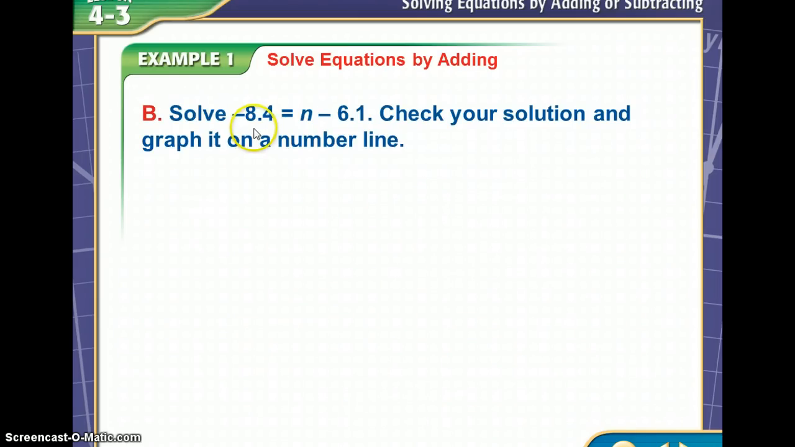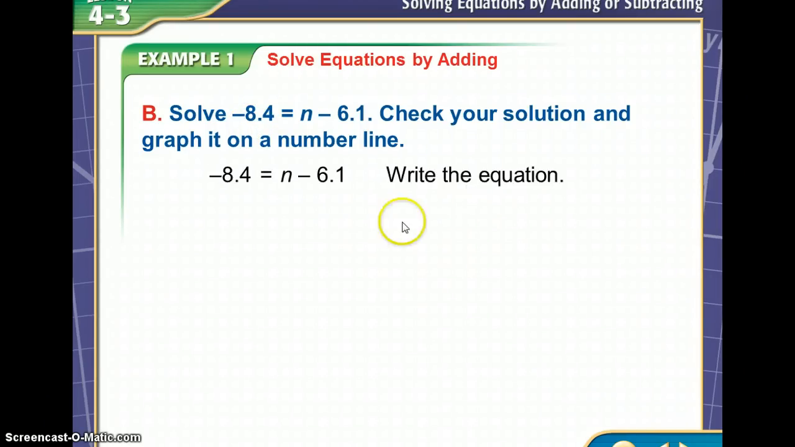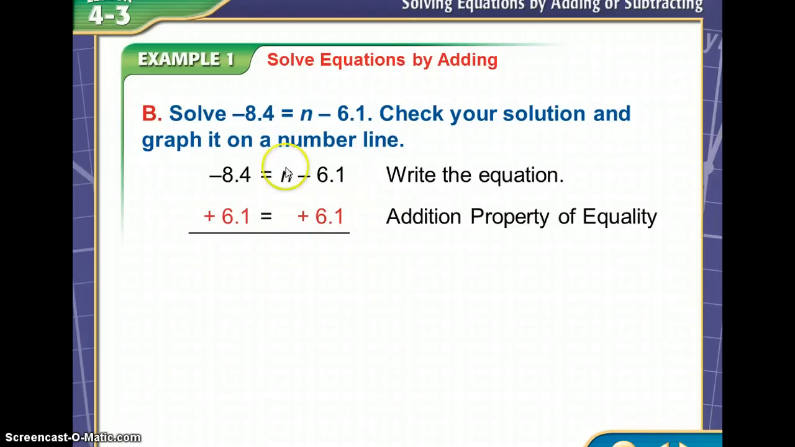Okay, now we're going to do the same thing with decimals, and it's going to work exactly the same way. You're going to start by first writing down the problem. Negative 8.4 equals n minus 6.1. Now we are going to add the 6.1 to both sides because we want to find out what n is. We've got to isolate n and get it by itself. Since this is minus 6.1, the inverse operation is adding. So we will add 6.1.